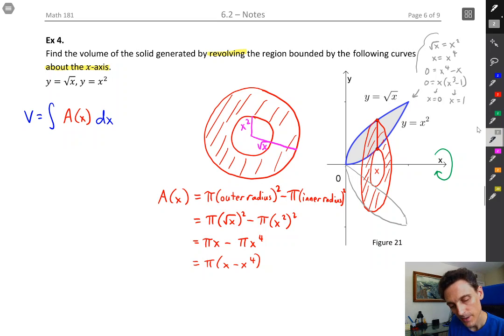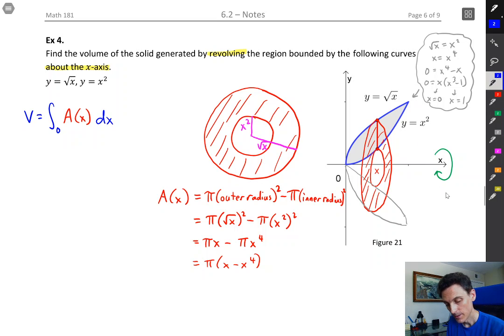So this is just a little bit of work to show how you can get those intersection points. But the square root of x and x squared are pretty common functions, so it's good to know that they go through 0, 0, and 1, 1 anyway. Okay, so those are going to be our limits of integration. They're going to be x equals 0 to x equals 1.